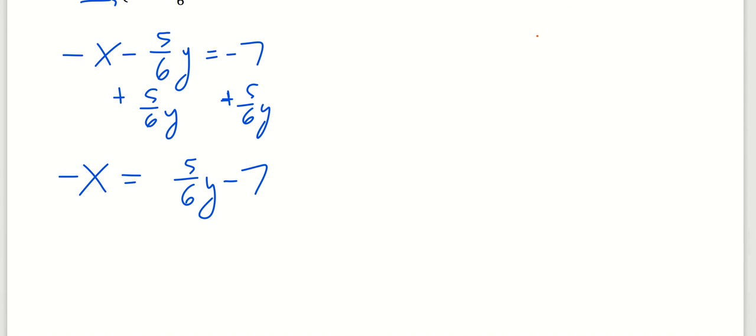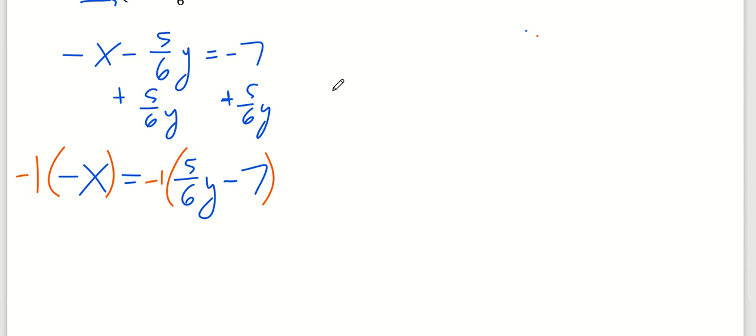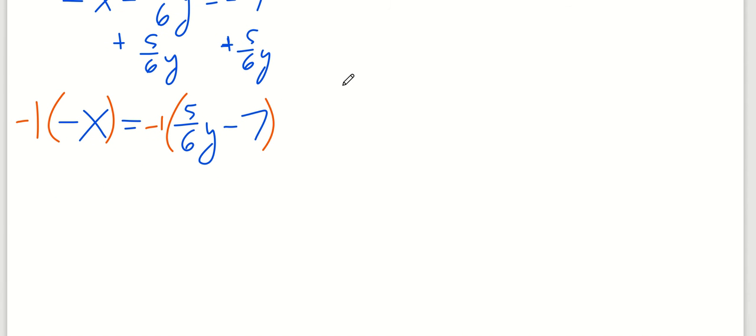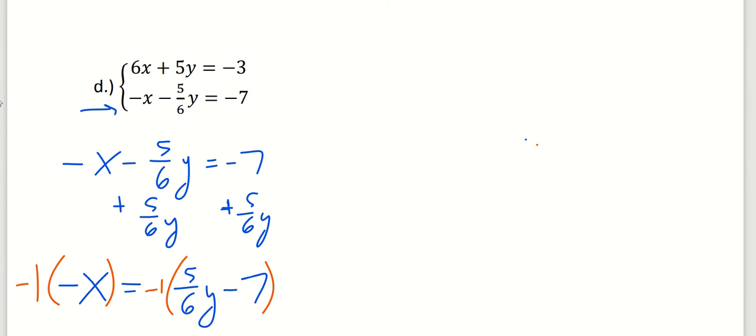The next step to get x by itself is I want to get rid of that negative 1. You can either divide by negative 1, or equivalently, it's the same thing as multiplying by negative 1. So let's multiply both sides by negative 1. We get x equals, if I distribute on the right-hand side, negative 5/6 y plus 7. So x equals negative 5/6 y plus 7.